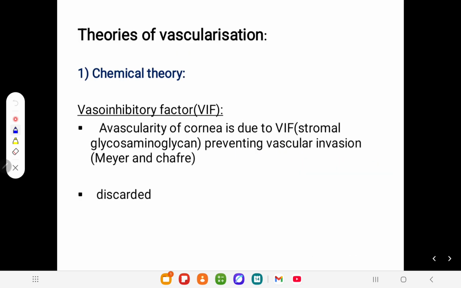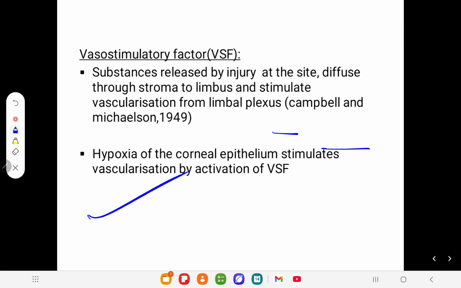So the theories of avascularity are basically the chemical theory and the mechanical theory. The chemical theory is about vaso-inhibitory factors. So avascularity in the cornea is due to vaso-inhibitory factors. Stromal glycosaminoglycans prevent the vascular invasion. But this is discarded; basically these things are not there. They discarded it. And another is vasostimulatory factors.